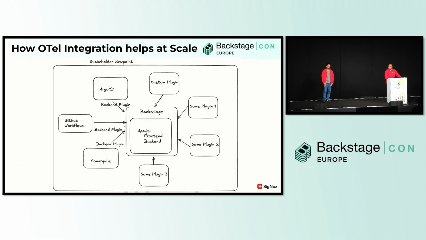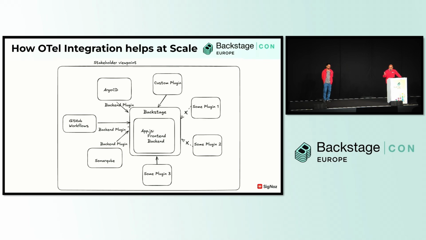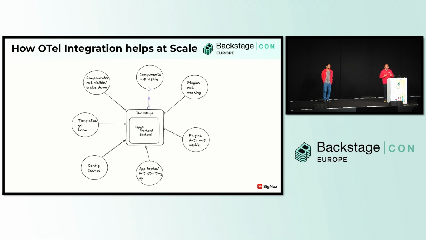So this is the proper workflow, the happy route, as you say. Next, you see that plugin 1 and plugin 2 have broken down. Backstage itself might be running, but the plugin is not. Or the plugin might be sending data, but Backstage is not receiving it. Or there might be n number of problems, such as components not being visible, config issues, or the templating goes boom. Or the app broke down, or it is not starting up.